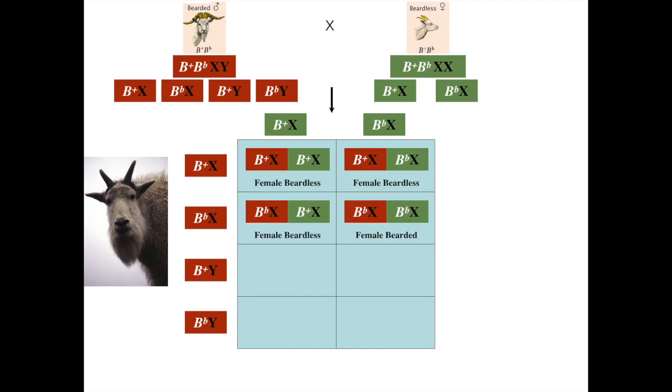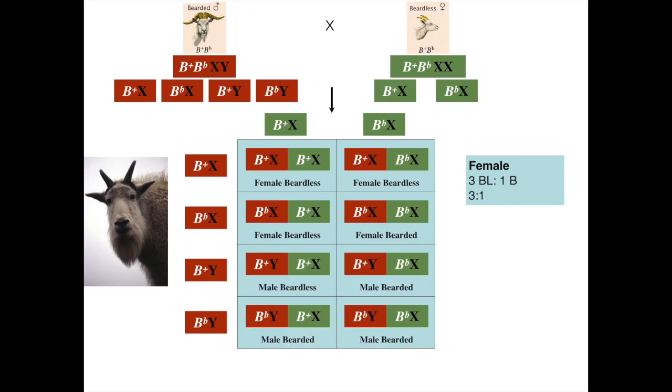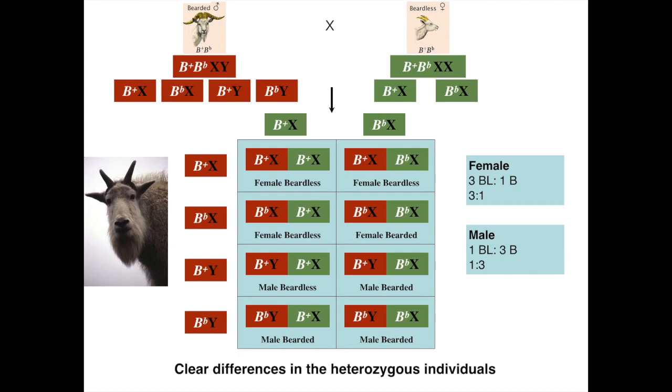And you can see this here only when the female gets two copies of the beard-inducing allele does she become bearded. So for the female, you get 3 beardless goats for every 1 bearded goat. For the male, if you inherit a bearded allele, then you're going to be bearded. So you get the opposite phenotypic ratio. So you get 1 beardless male for every 3 bearded males. So sex causes clear differences in heterozygous individuals.